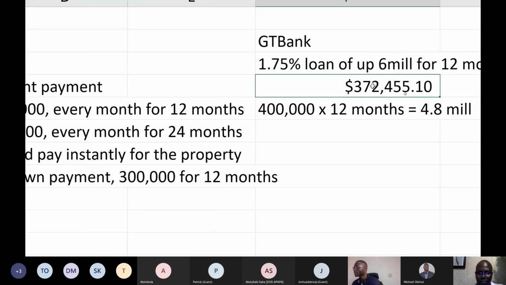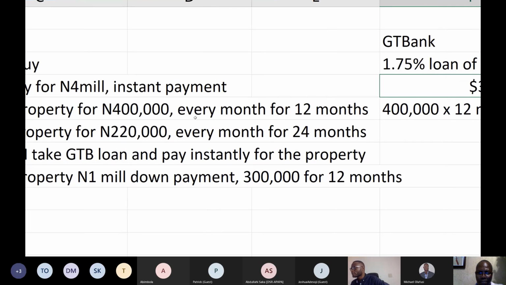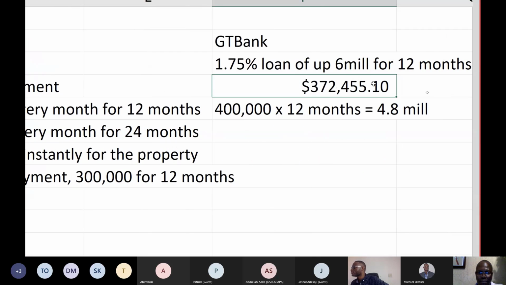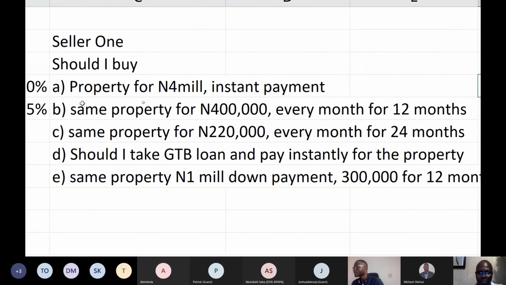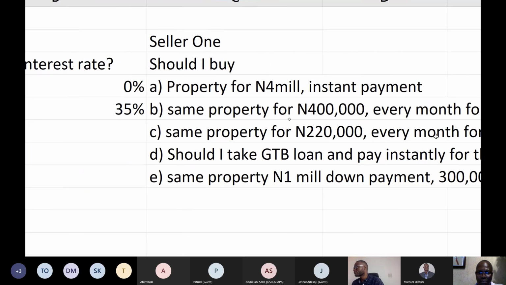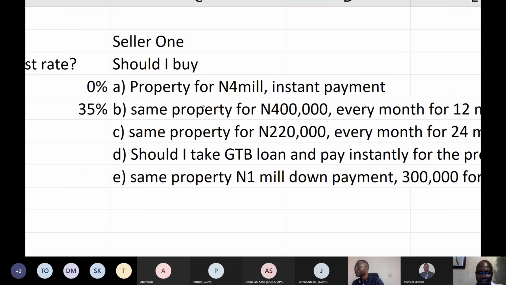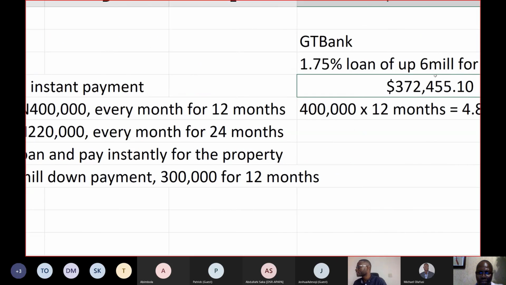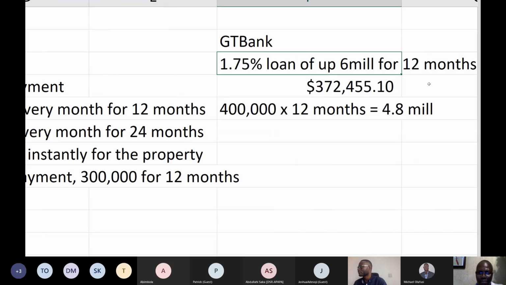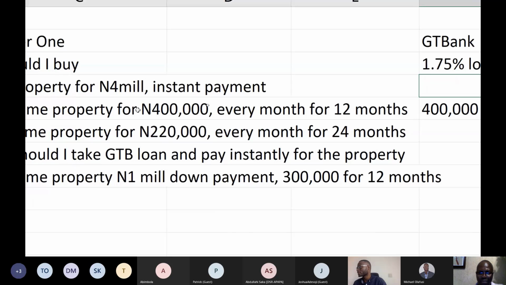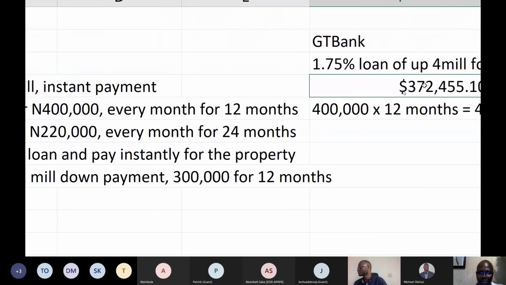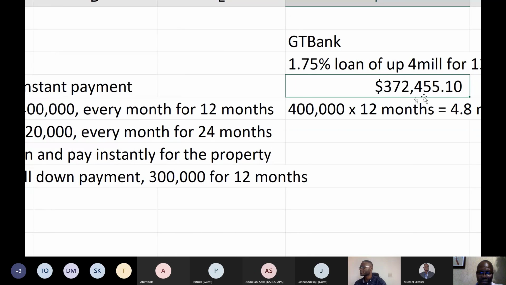Can you see? Forget about the dollars. Compared to me paying 400, this is cheaper. It's better for me if I know that I don't have 4 million naira and I have to do this spreading. Instead of agreeing with the company and spreading it over 12 months, it's better for me to just take this loan facility from GTB for 4 million naira. So let me change this to 4 million naira. Just borrow the 4 million naira from GTB. Then instead of paying 400,000 every month, you'll be paying 372,500 naira to GTB.